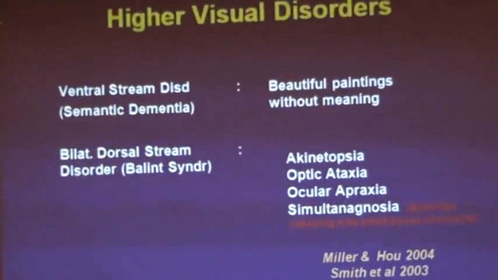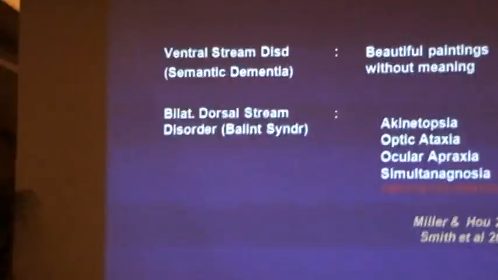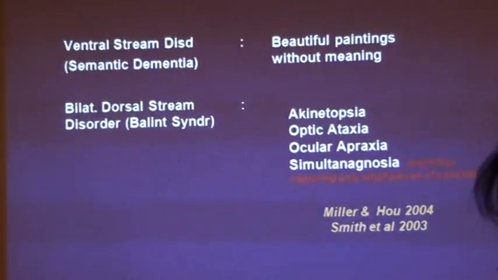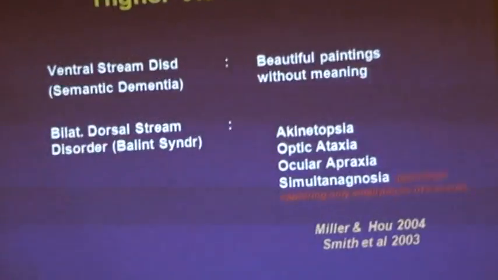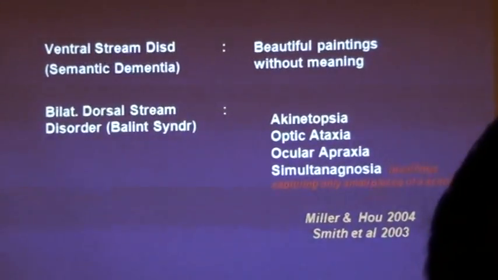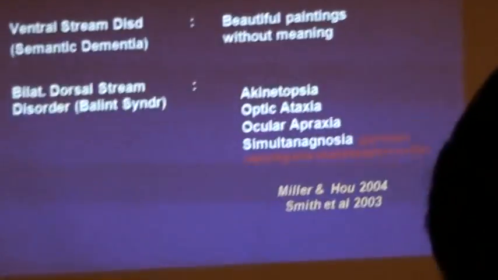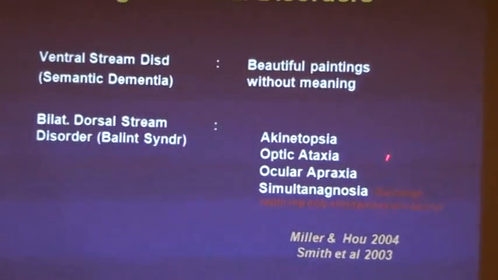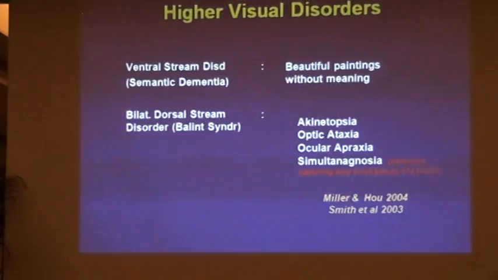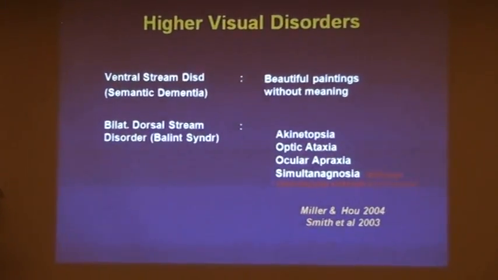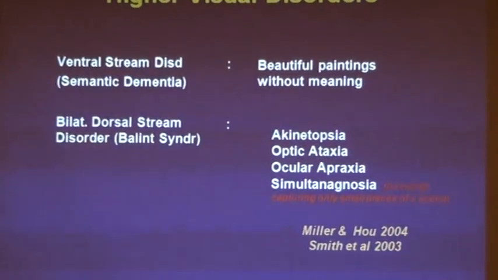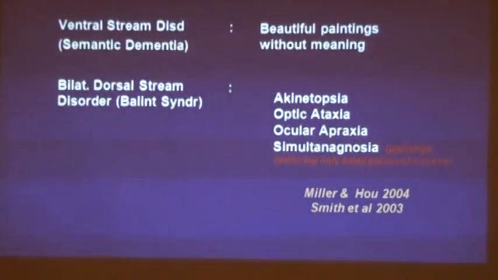On the other hand, bilateral dorsal system disorder is called Balint syndrome. And Balint syndrome can result from a number of neurological disorders: multiple strokes, progressive multifocal atrophy, some cases of Alzheimer's disease, and also Creutzfeldt-Jakob disease. The classical Balint syndrome consists of akinetopsia, inability to identify a moving object. The person will be able to identify a bird sitting here, but when the bird is flying, he won't be able to identify that it is a bird.